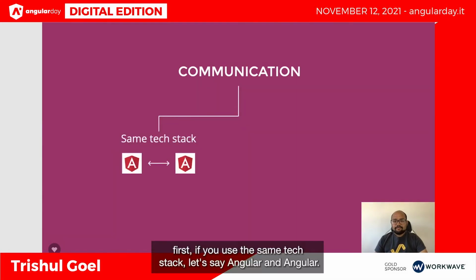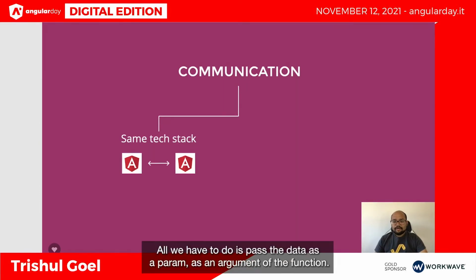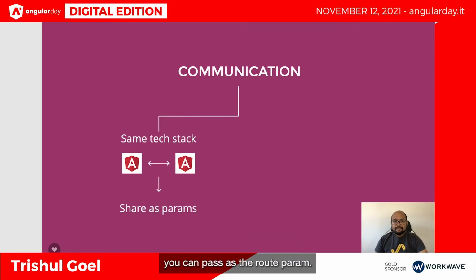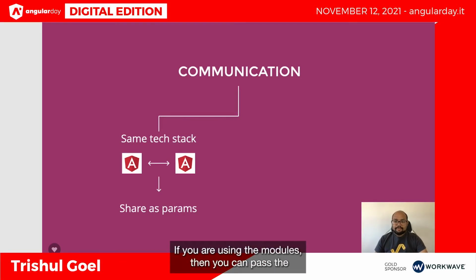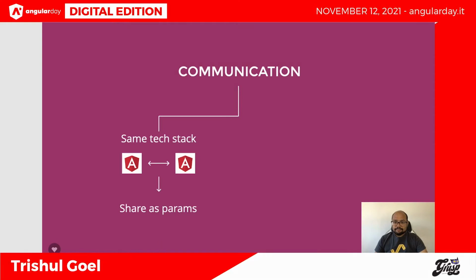First, if you use the same tech stack, let's say Angular and Angular, it becomes very, very easy. All we have to do is pass the data as a param, as an argument of the function. So if you are using a route-based microfrontend, you can pass it as the route param. If you are using the modules, then you can pass the data as the arguments of the module.